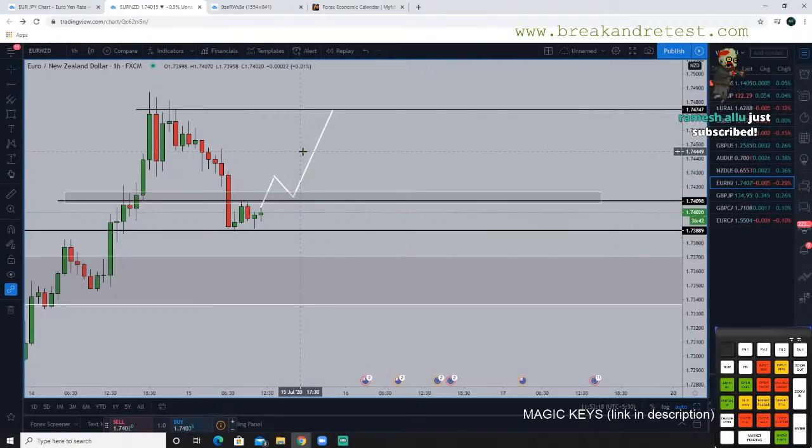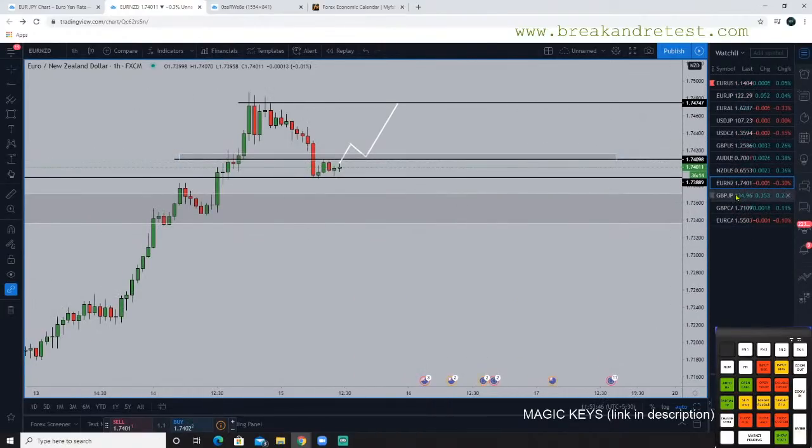What strategy? I do break and retest only. Break and retest. I wait for a breakout of a resistance or support, then I enter on the retest of that broken zone. Very easy. Okay, now we're gonna have just to wait.